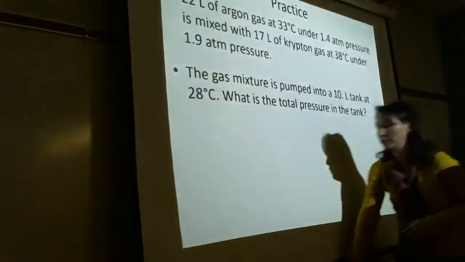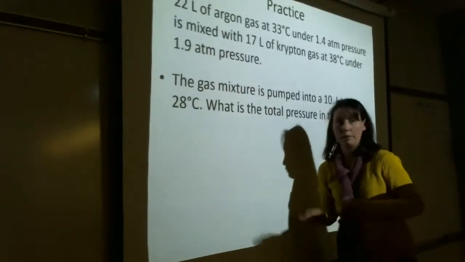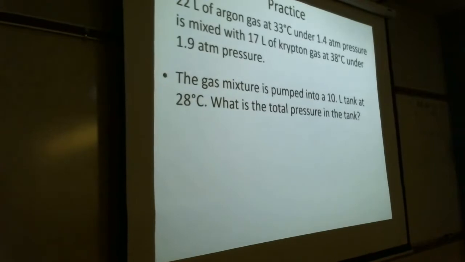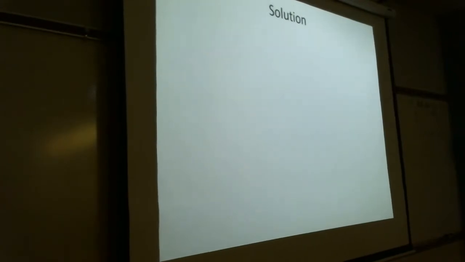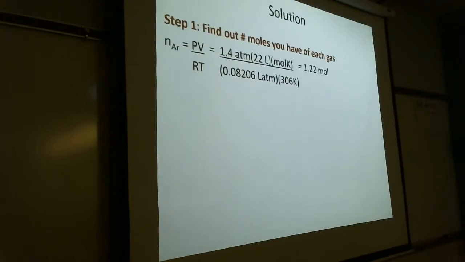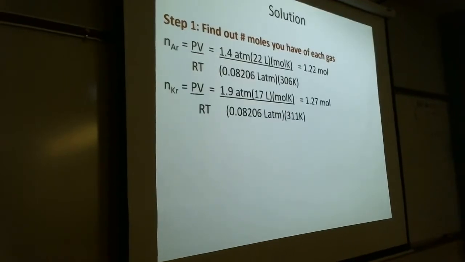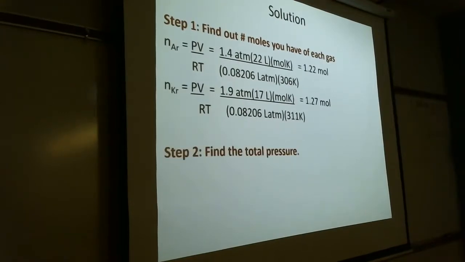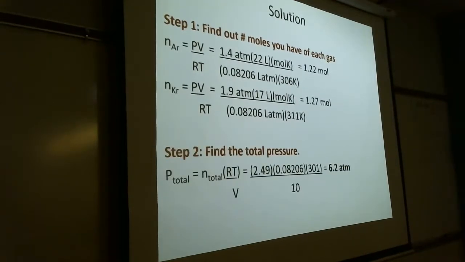Okay, so if you make yourself some sort of little schematic, that really helps with the organizing of the data, and that reduces the probability of silly, careless errors. So we need to calculate number of moles of each one. I got 1.22 moles for argon, and 1.27 moles for krypton. And then total pressure, I got 6.2 atmospheres. Do we agree?